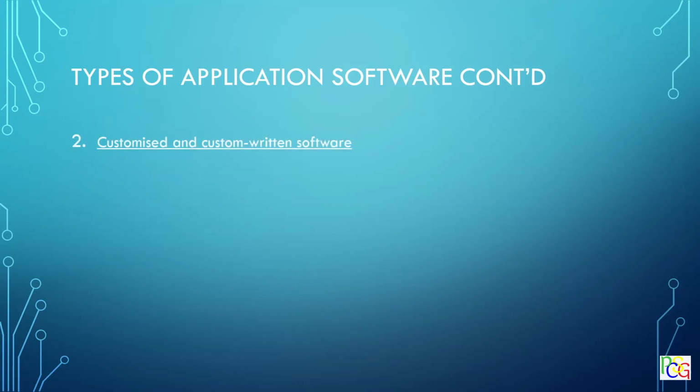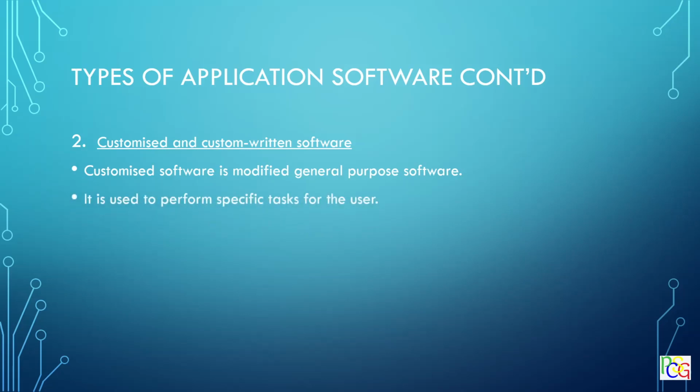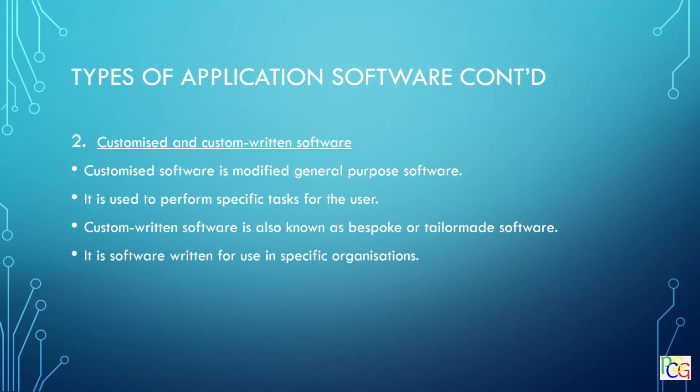Next, we're going to look at customized and custom written software. So first off, customized software is modified general purpose software. So it's used to perform specific tasks for the user. So this is when you take a general purpose software and you modify it to do a specific task. Custom written software, on the other hand, is also known as bespoke or tailor-made software, and it's software written specifically for an organization. So it's written from scratch for a specific organization.